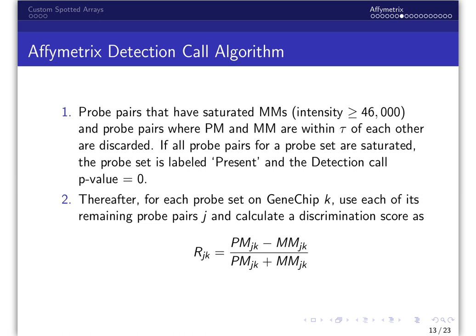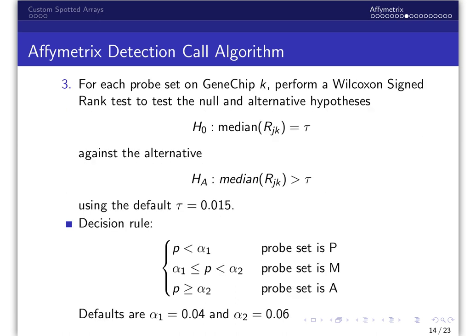If all probe pairs for the probe set are saturated, the probe set is automatically labeled present and the detection call p-value is set to 0. Thereafter, for each probe set, using each of its remaining probe pairs j, a discrimination score given by R is calculated. Then a Wilcoxon signed rank test is conducted for the probe set with the null hypothesis specified like this, while the alternative hypothesis is specified like this. This alternative hypothesis corresponds to testing that the gene is present.